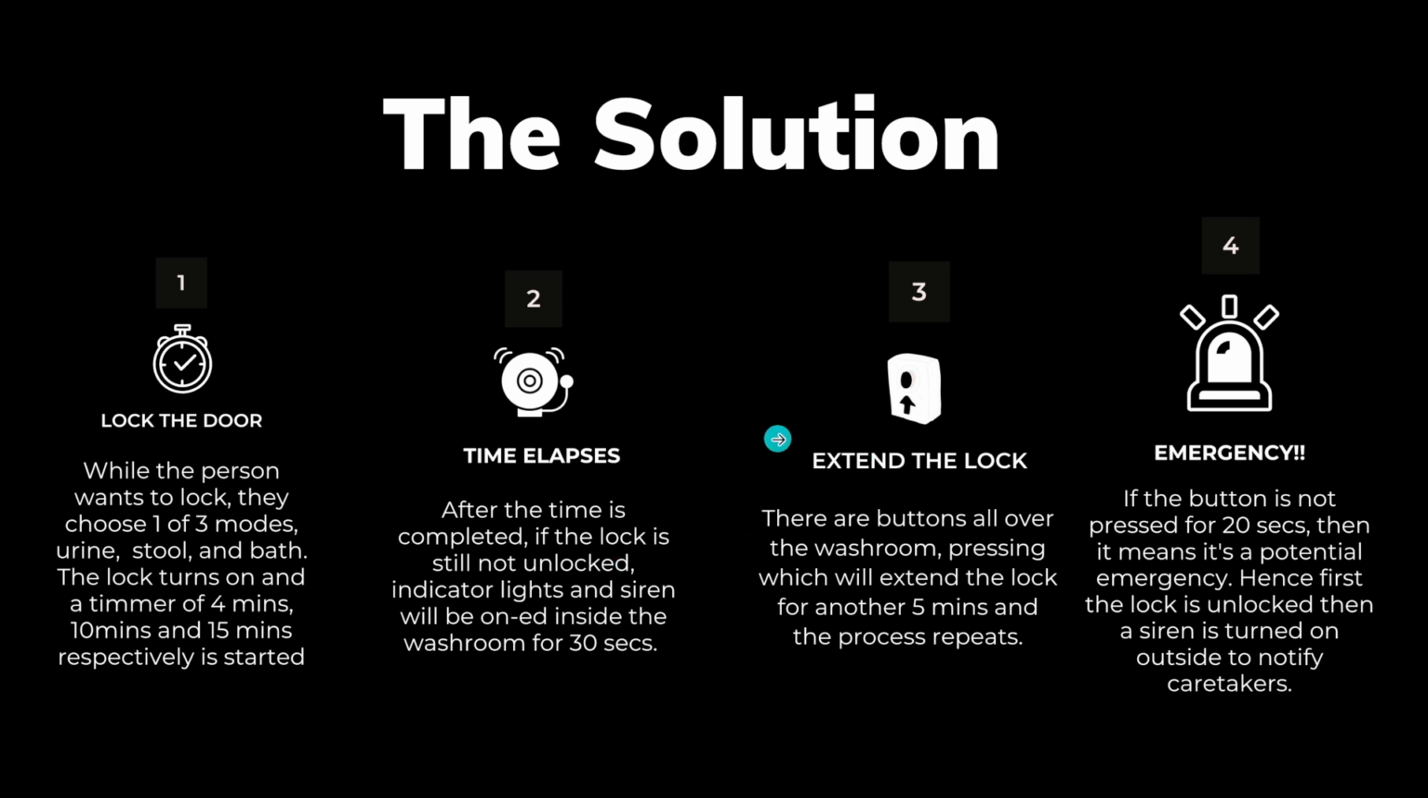The third case is that before the time elapses, they want to just unlock it themselves. So there will be the master unlock button which they can press to unlock the door. So these are the three things, and we will be showing the demonstration and the circuit diagram. Let's first see the circuit.